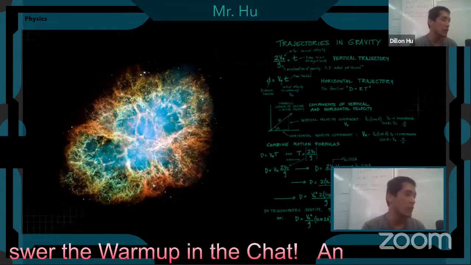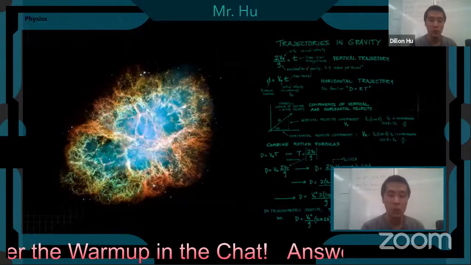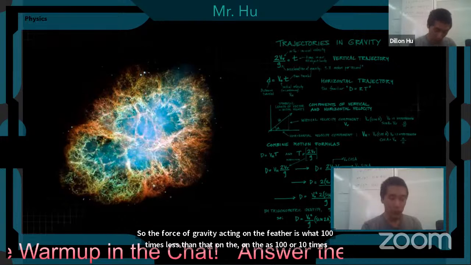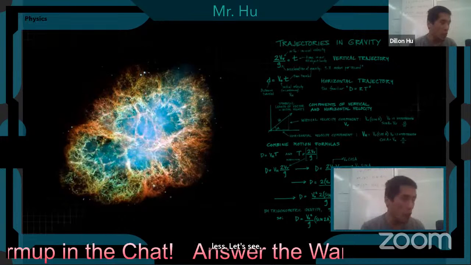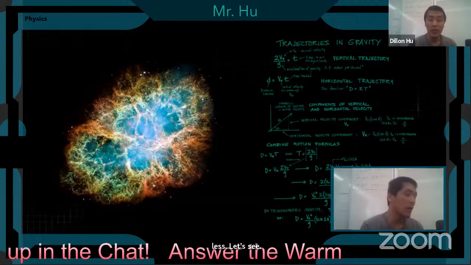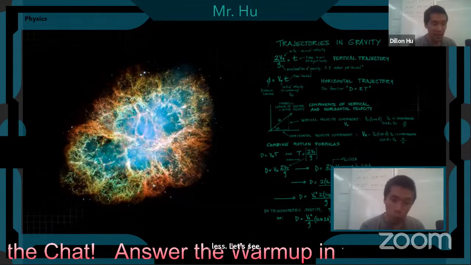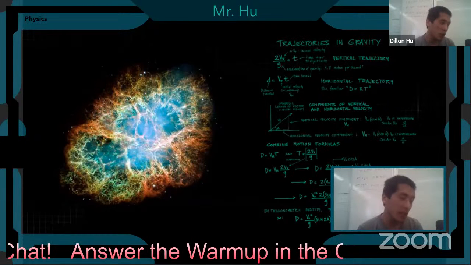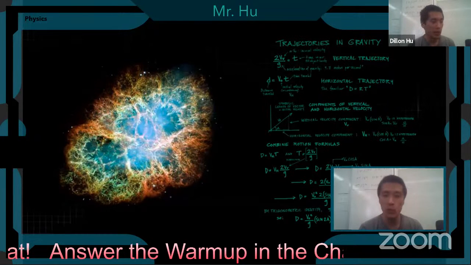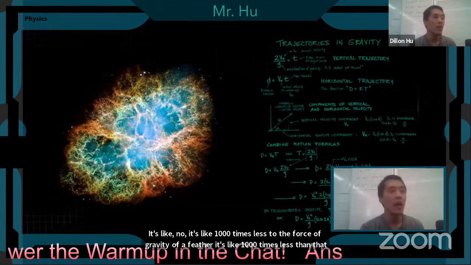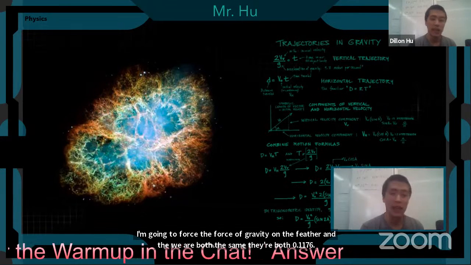The force of gravity on the feather and the weight are both the same. They're both 0.1176 newtons. However, even though the force of gravity on the coin is 1,000 times more than the force of gravity on the feather, they hit the bottom at the exact same time. Why did they hit the bottom at the exact same time? Because we literally just talked about how the force is so much bigger. So it doesn't make sense that since the force of gravity is bigger on the coin, that they would hit at the exact same time.